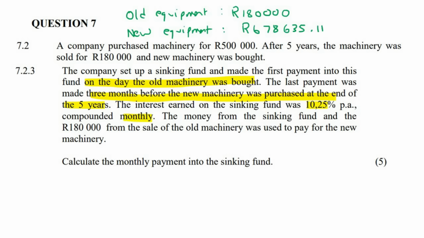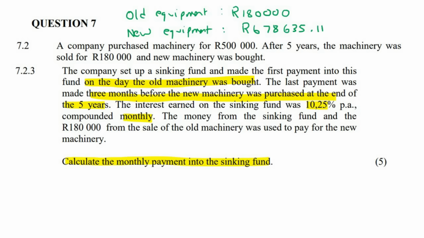The money from the sinking fund and the 180 from the sale was used to pay for the new machinery. Calculate the monthly payment into the sinking fund. This is an excellent question, by the way. They've added in a few little twists here. This is a very, very good question.